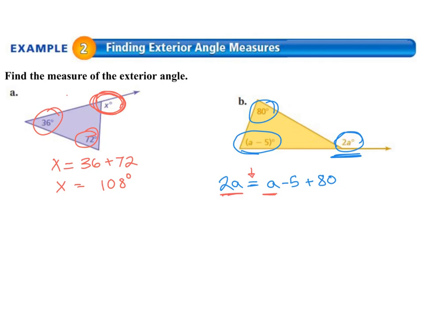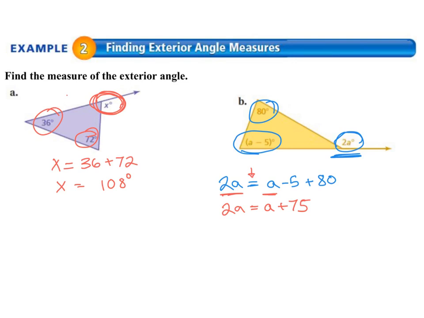Let's simplify it first. So over on the right-hand side, there's a lot of stuff going on. So we've got 2a equals a plus 75, because our negative 5 and 80 add up to 75. And we don't really want variables on both sides. So think about it for a minute. How could we get rid of a variable on one side? You can do anything to variables that you would to any other number.